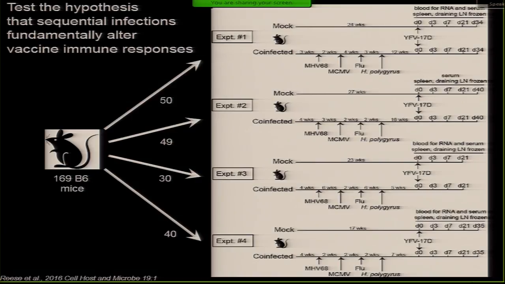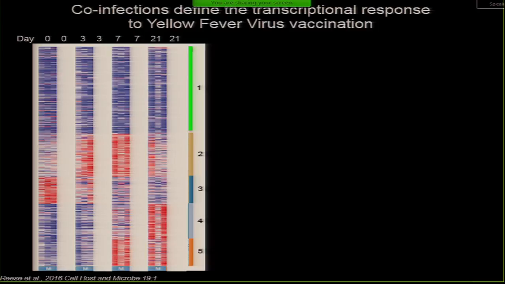So what happens? This is what you would see in standard laboratory mice. This is days after vaccination, before vaccination here, and after. And so this is the progression of the vaccine response for all of the genes which are altered. I'll tell you a little bit about the genes in a second. Some things go up and come down. Some things come up later. Some things are not terribly changed. Okay? Now we're going to look at what happens in the co-infected mice.